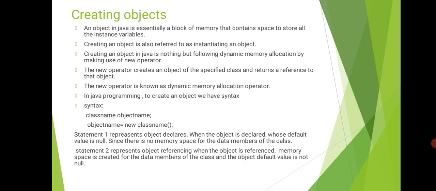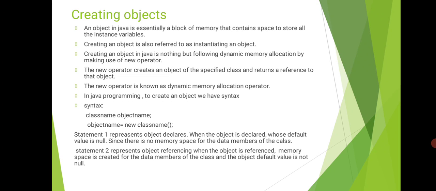In objects we have both the data and methods. Okay, so instance variables and methods. So memory for instance variables is allocated by objects, and objects are created by the new operator. So the new operator is known as the dynamic memory allocation operator.